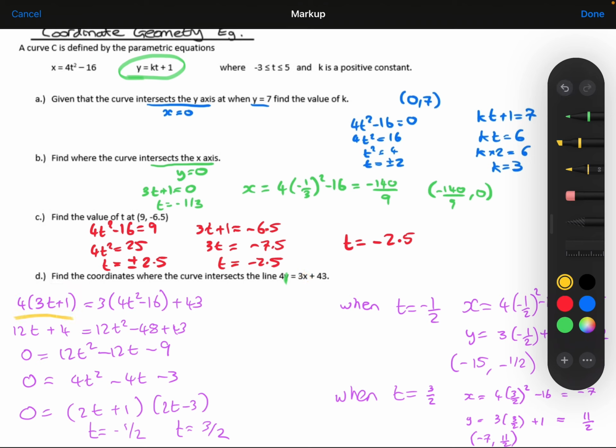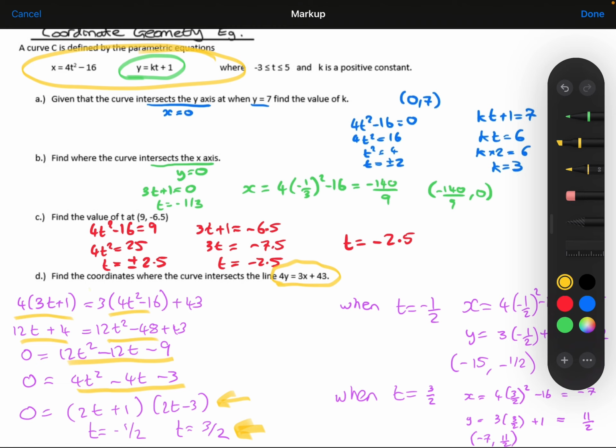I've then expanded these brackets, put everything onto one side of the equation, divided each term by 3 there, just to make this quadratic a bit easier to solve. I've then factorised it, and found the two values of t as being minus 1/2 and 3/2. So those are the two values of t where my parametric curve intersects this straight line.